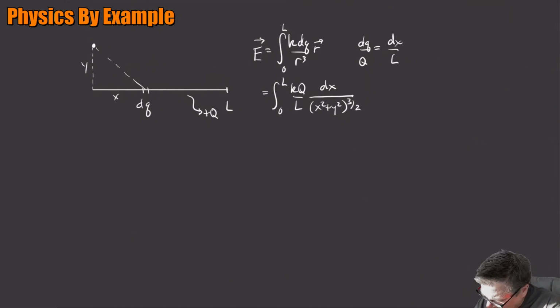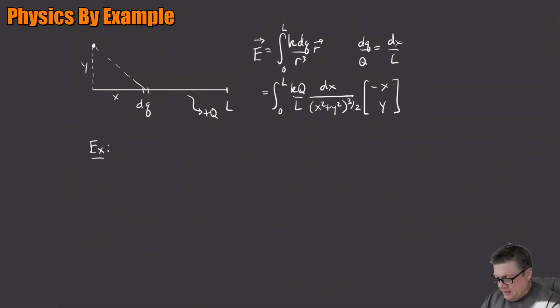And then I got my vector. Now, what's the vector? The vector from any of those dq's, what do I have to do? I have to go minus x, and then I have to go plus y. There's not going to be the symmetry that we had before, right? So I got to consider both of these things. I'm going to have an x component and a y component. So there we go. So that's what I've got. So what I'm going to have to do is consider these things separately. So let's do Ex. So for Ex, what I've got is kQ over L.